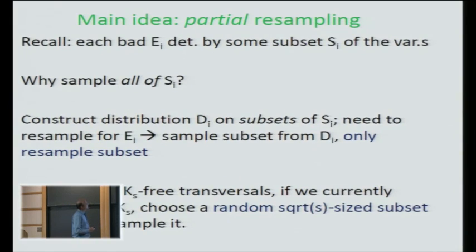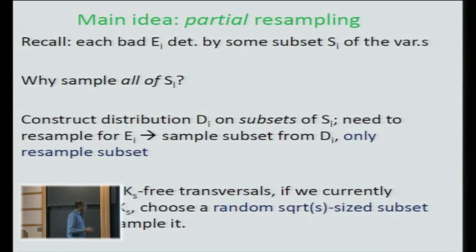Remember that each bad event Ei is defined by some subset of the variables, and in Moser Tardos, if this is currently true, you will resample all these. The question is why should you resample all of it? So our main idea is, a priori, for every bad event Ei, recall that it depends on some subset Si of the variables, we will construct some distribution Di on subsets of Si, and whenever you need to resample for Ei, you choose a subset first from the distribution Di and only resample the subset. So hopefully this will prune the dependencies, prune the space of trees you have to do a union bound over, and so on.